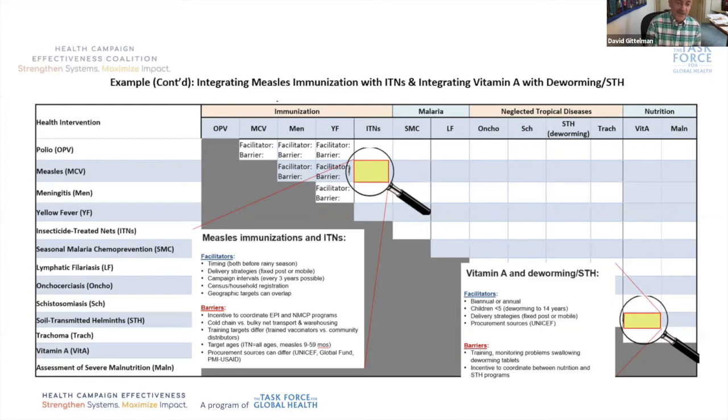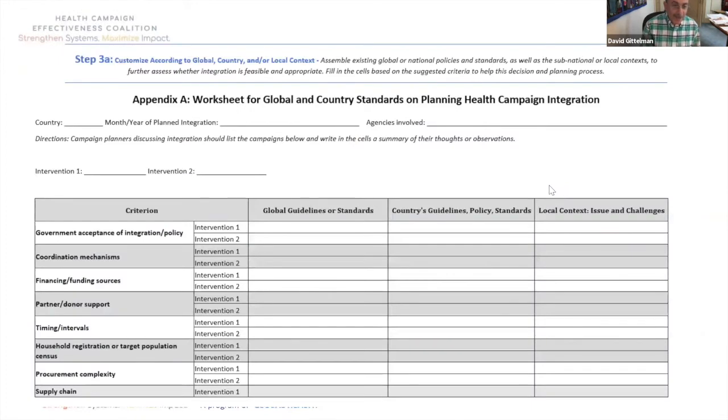So you could see the idea of putting in each one of these cells, if you're going through the different potential interventions, this is what you would do for measles and ITNs. You could do the same for the other ones. We also gave an option for vitamin A and deworming programs if appropriate. Next slide. We then have a couple of worksheets to help through this process.